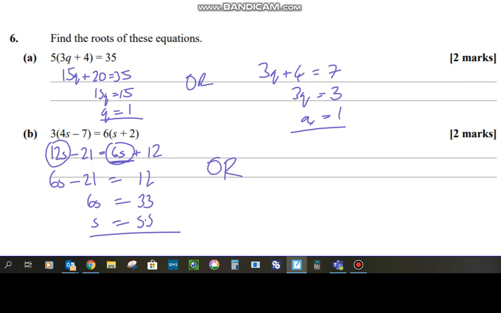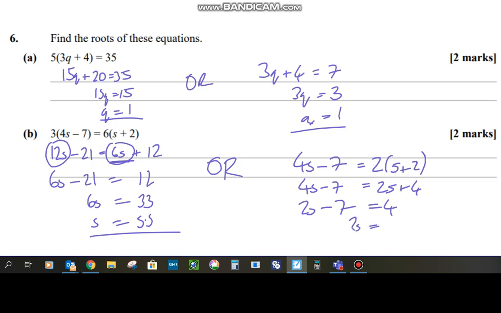Or we could have just divided by 3 straight away, giving us 4s minus 7 is equal to 2 lots of s plus 2, and so now 4s minus 7 is equal to 2s plus 4. We subtract the 2s off, we've got 2s minus 7 is equal to 4. If we add that 7, we now have 2s is equal to 11, divide by the 2, s is 5.5. So you could have done it either of those ways. 5.5 is the answer, however you do it.